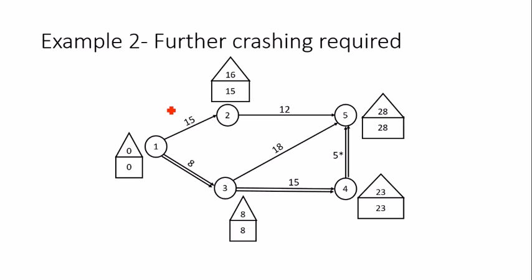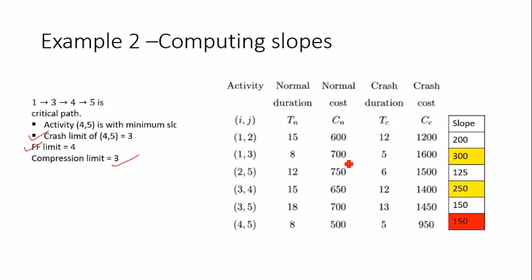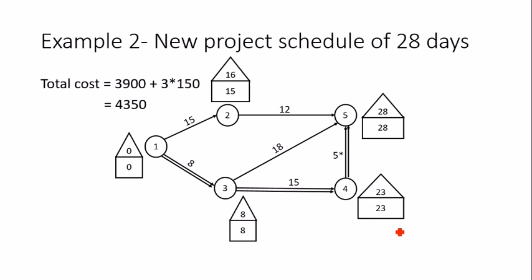Before computing the free floats, I would like to point out one thing. Look at the activity which we just reduced in the previous step, 4 to 5. Its duration was earlier 8, but when we subtracted 3 days, it becomes 5. If you look at the question statement, 8 was the normal duration of this activity and 5 was its crash duration. That means activity 4 to 5 has actually reached its crash duration. It cannot be compressed further.